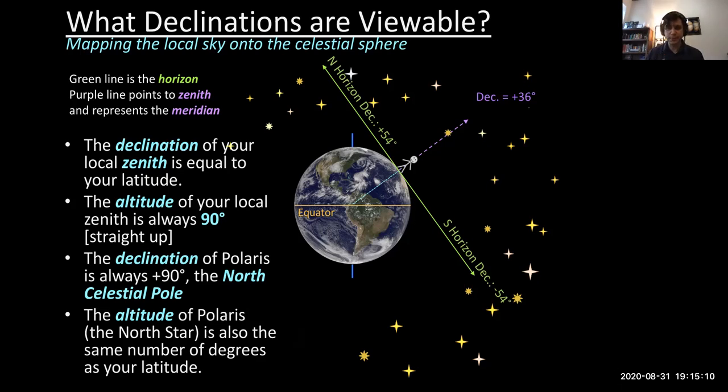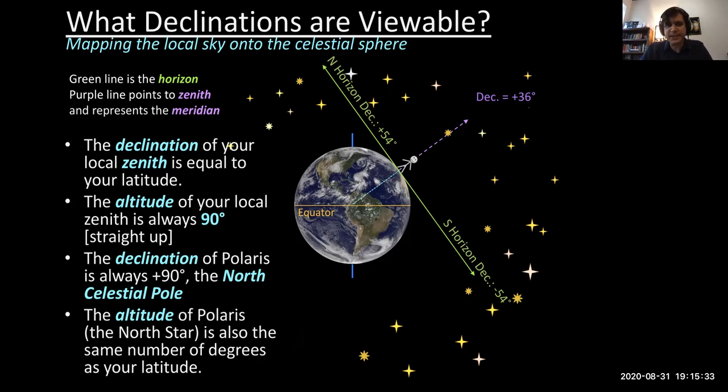This is extremely powerful for navigation. All I have to do to figure out where on Earth I am is go outside, measure the altitude of Polaris. As long as I'm in the northern hemisphere, I can see it. And whatever that altitude is tells me my latitude on Earth. The altitude of Polaris equals your latitude.